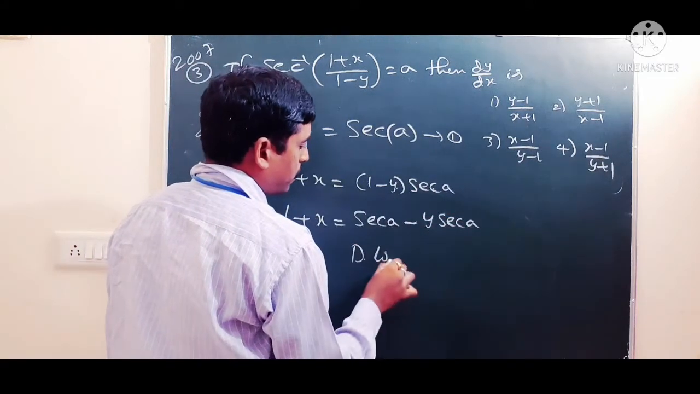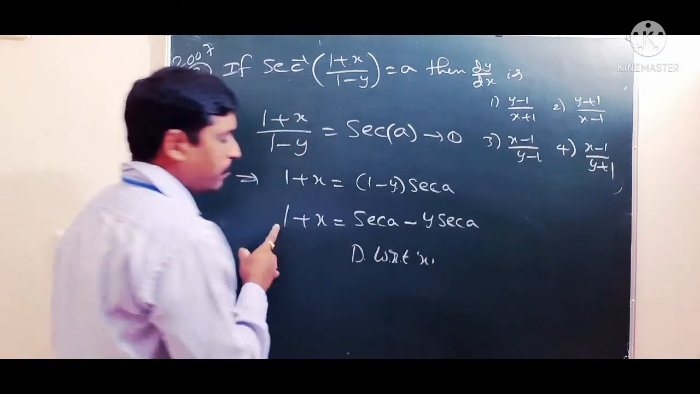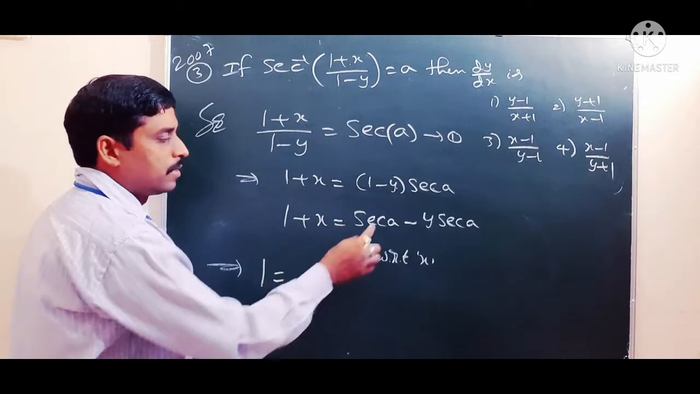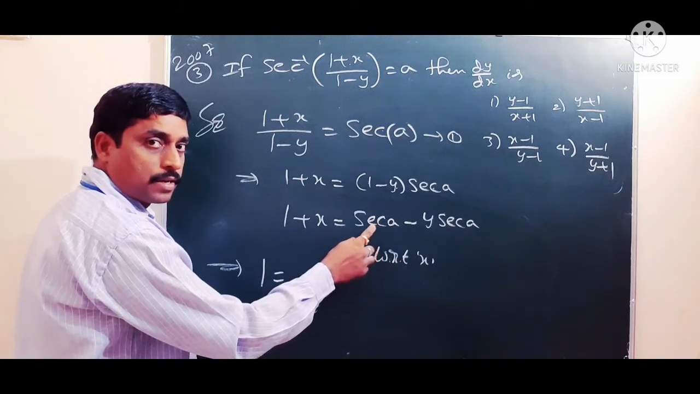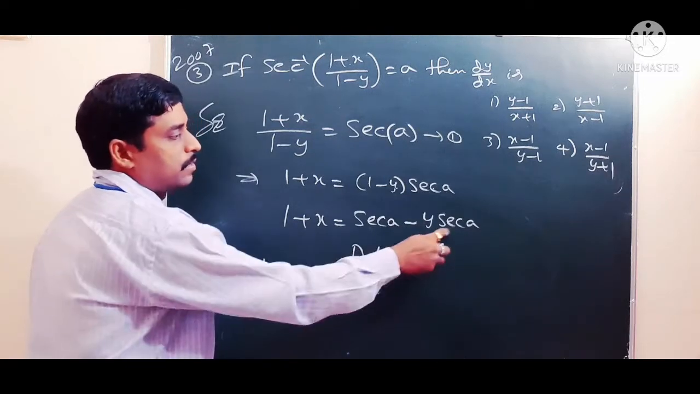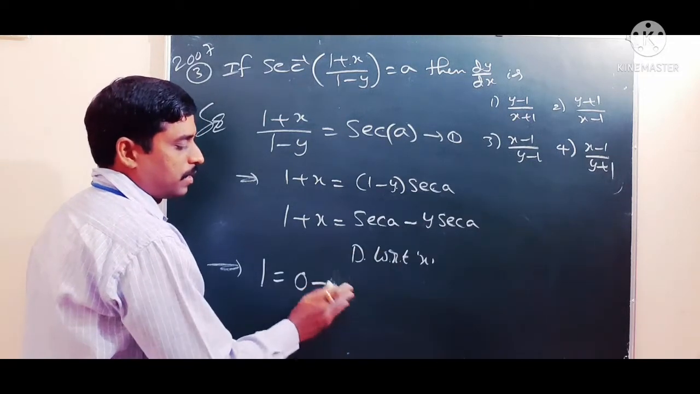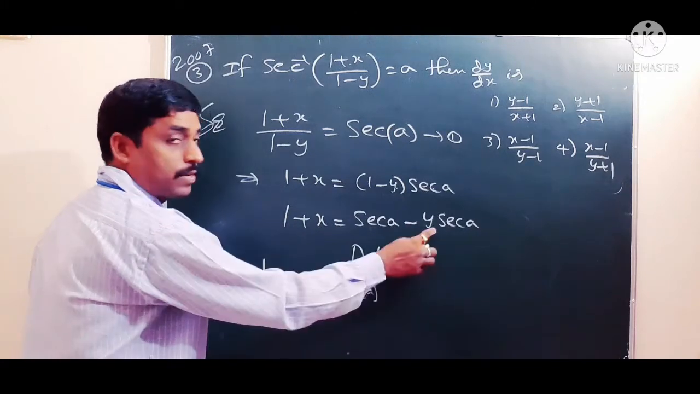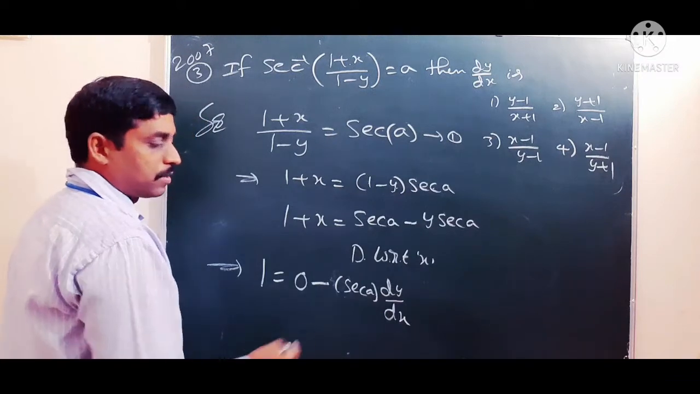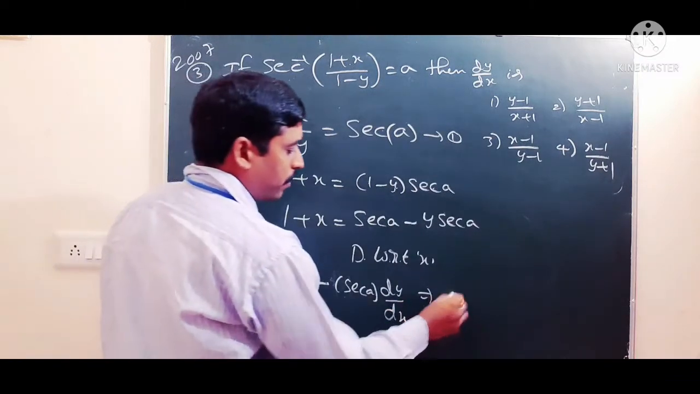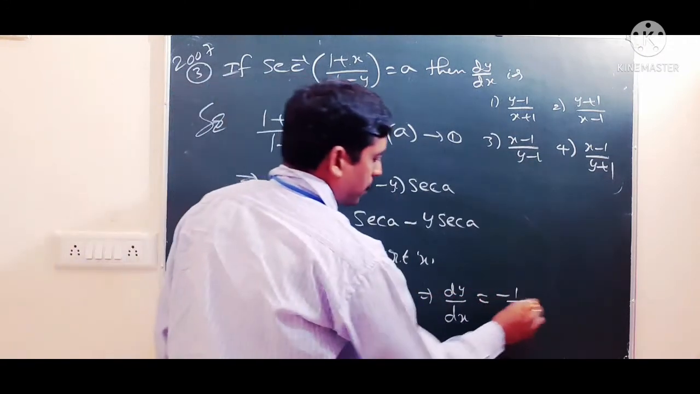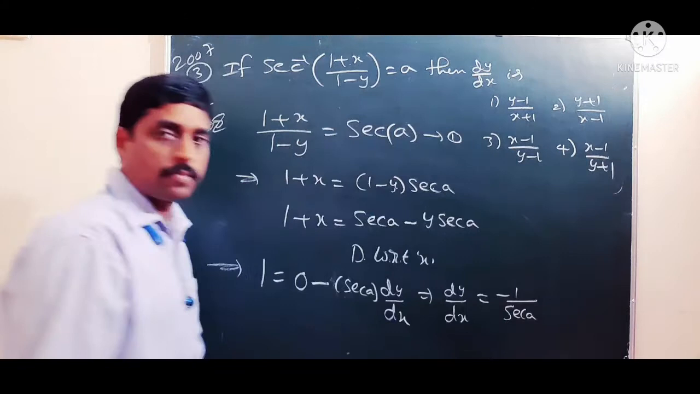Okay, now applying derivative on both sides. Differentiation of 1 is 0, differentiation of x we get 1, differentiation of secant a, a constant, is 0. So minus y into secant a, so differentiation of y is dy by dx. Okay, so our target is dy by dx. Therefore, dy by dx is equal to minus 1 by secant a.